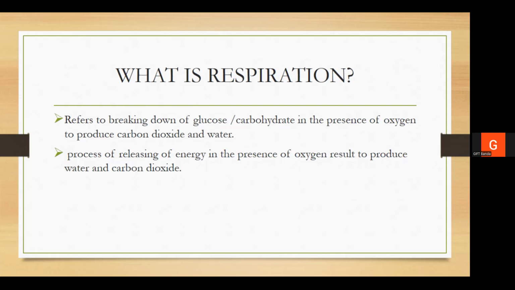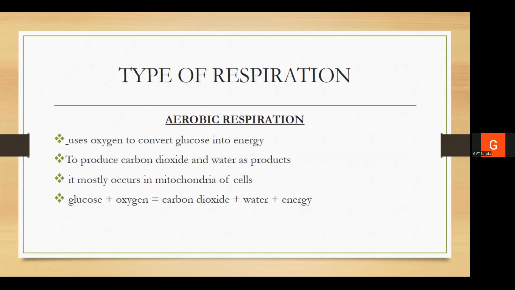Now, after having defined respiration in that context, what should you know next? The next thing you should focus on is: are there any types of respiration? If so, what are these types? Purely, yes, there are. The first one is aerobic respiration. This one uses oxygen to convert glucose into energy. Not only that, it also produces carbon dioxide and water. It mostly occurs in the mitochondria of cells, which are responsible for giving us energy. So it will give you glucose plus oxygen, giving carbon dioxide plus water and energy.